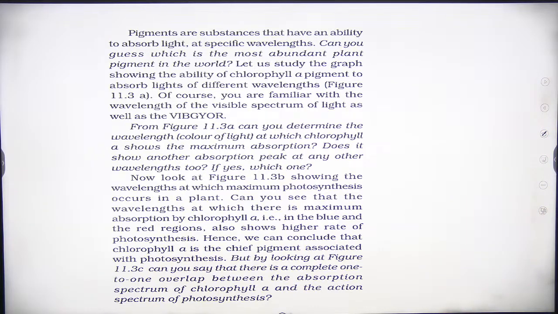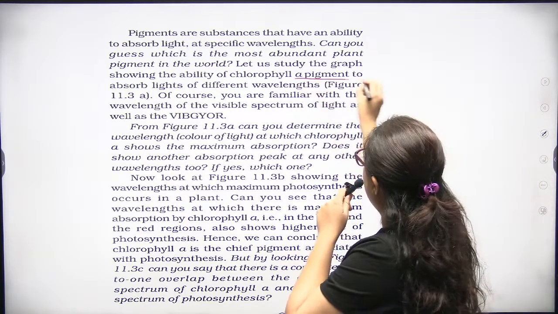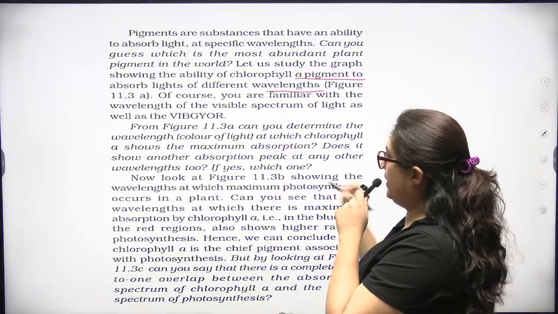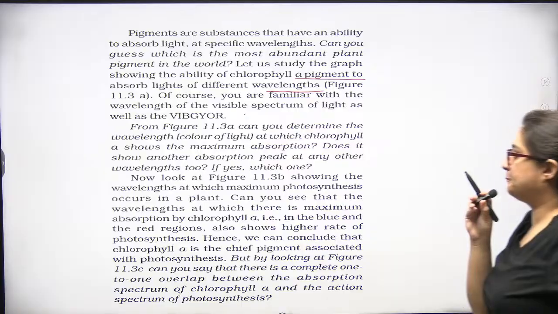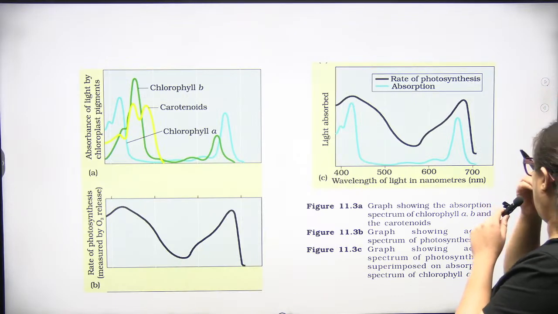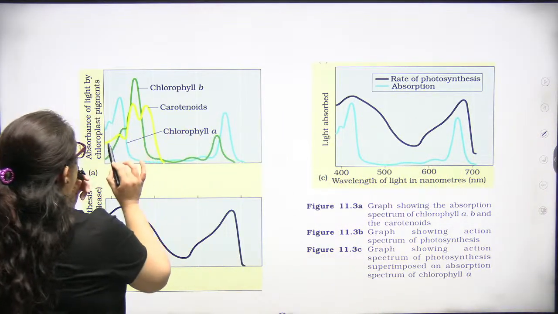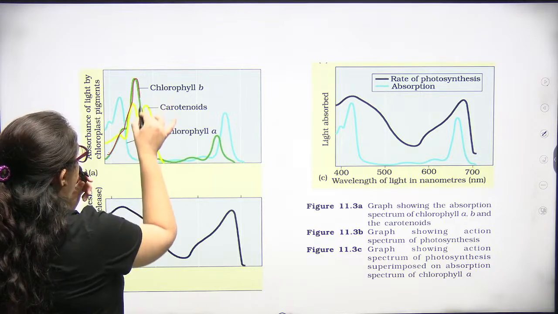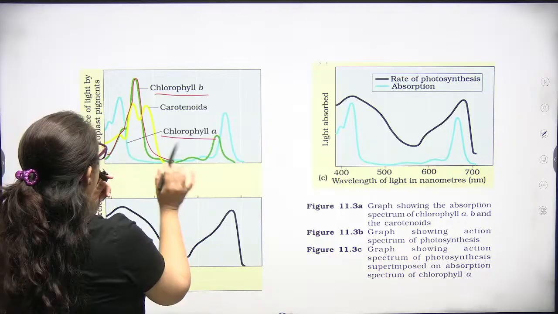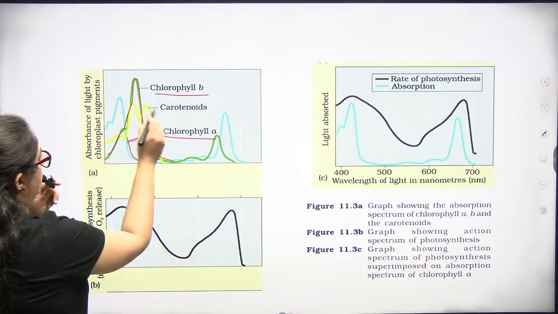Pigments are substances that have the ability to absorb light. Now, the ability of chlorophyll a pigment to absorb light, of course, you are familiar with, as well as the wavelengths of the visible spectrum of light. This is understood from your diagram. Now, chlorophyll a, see the wavelength and the light. Chlorophyll, this is b, this is a. Blue light. Carotenoids, yellow light.